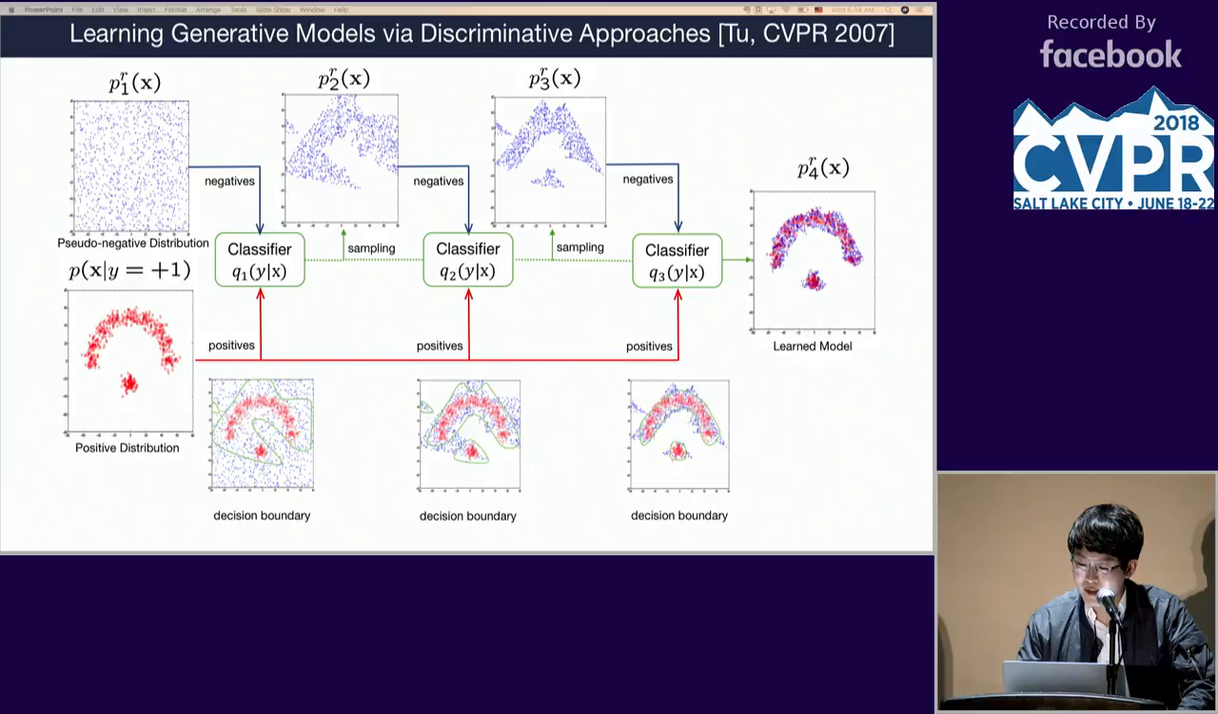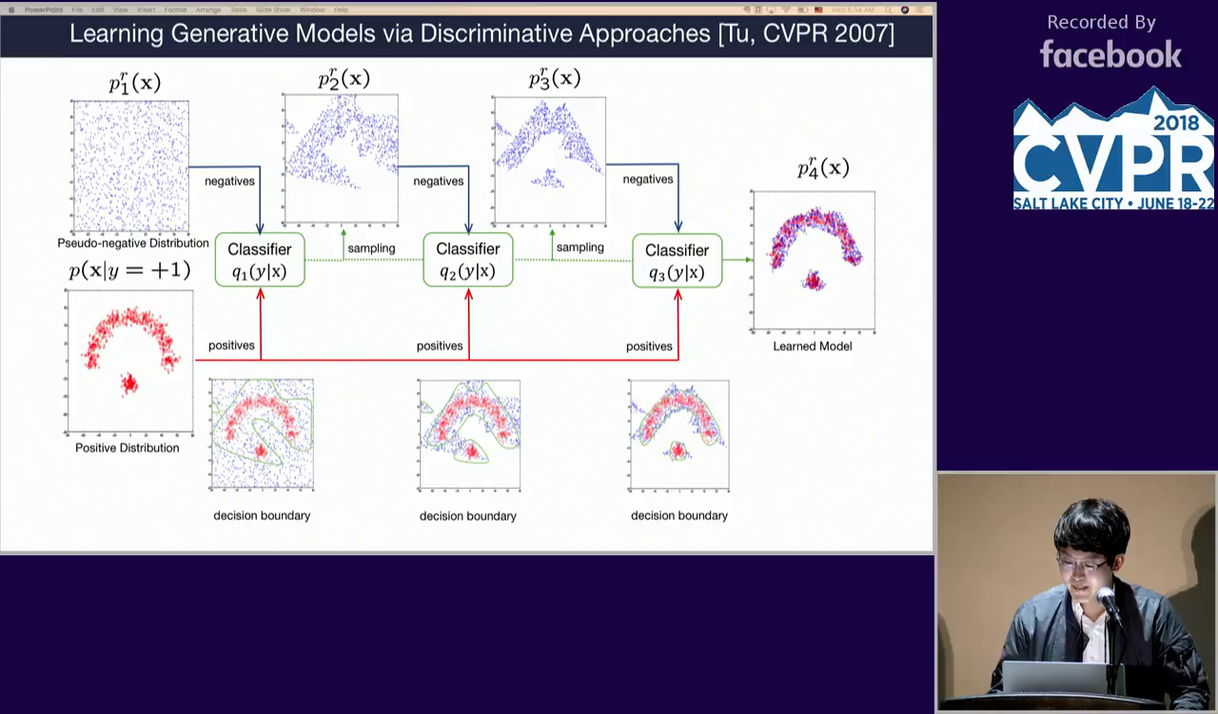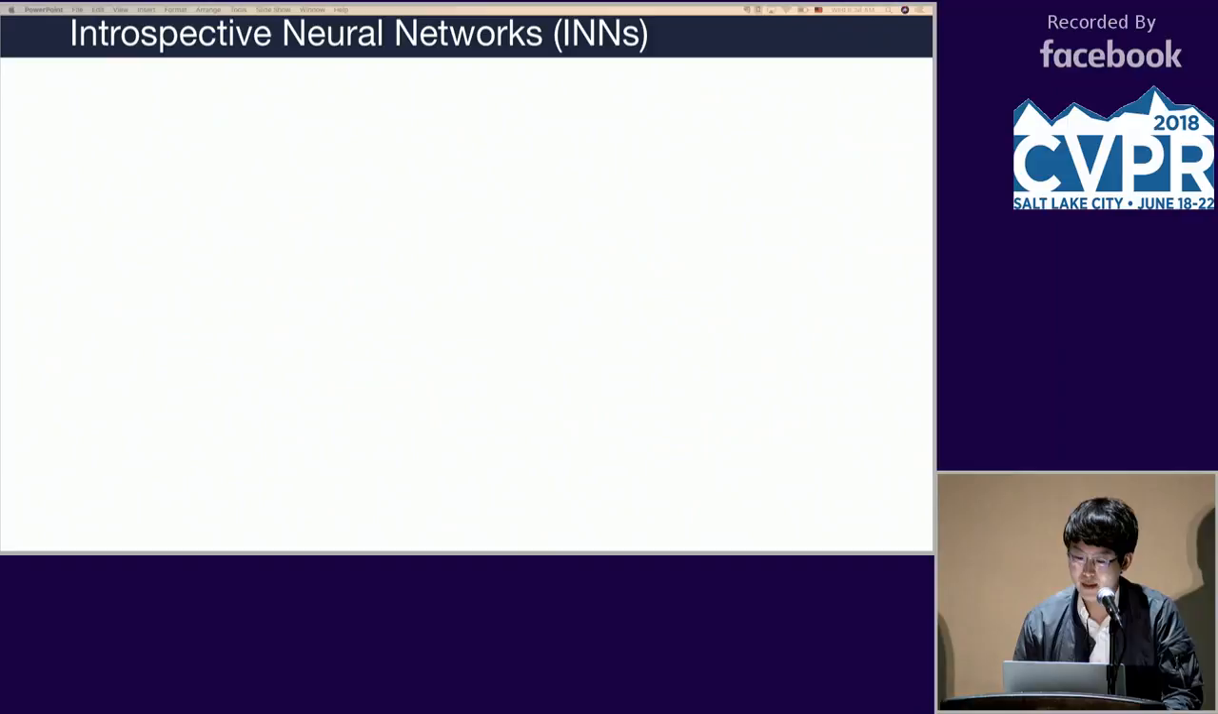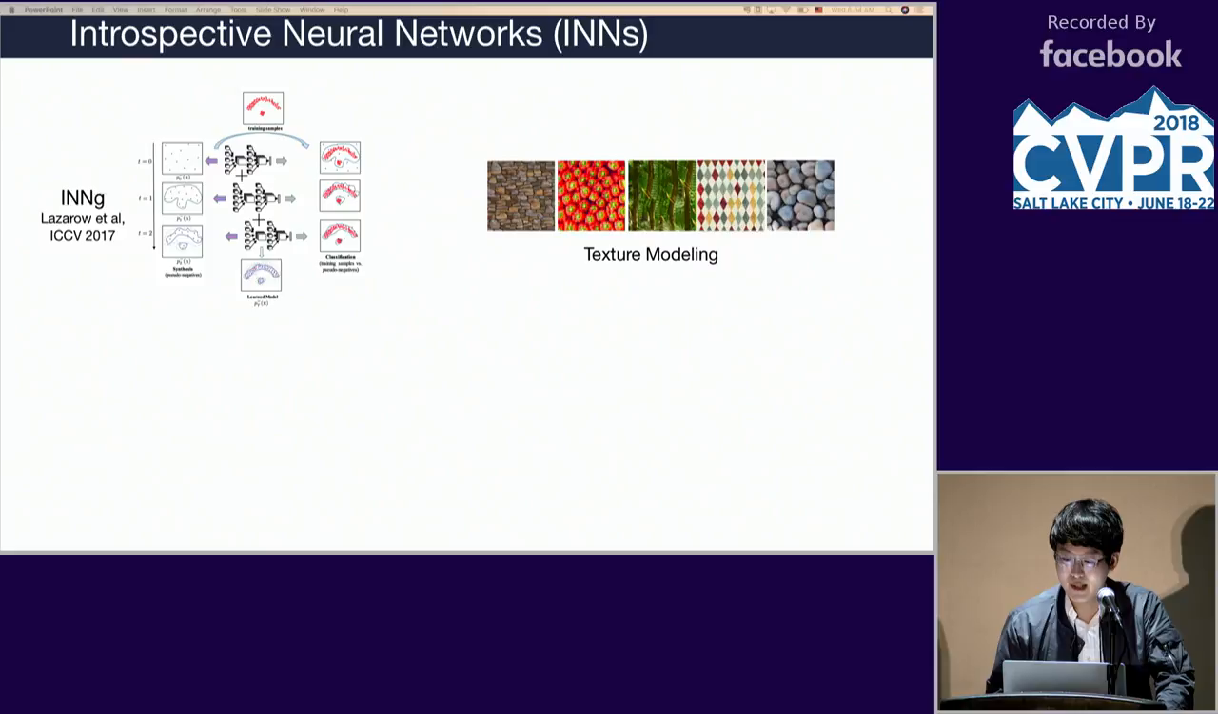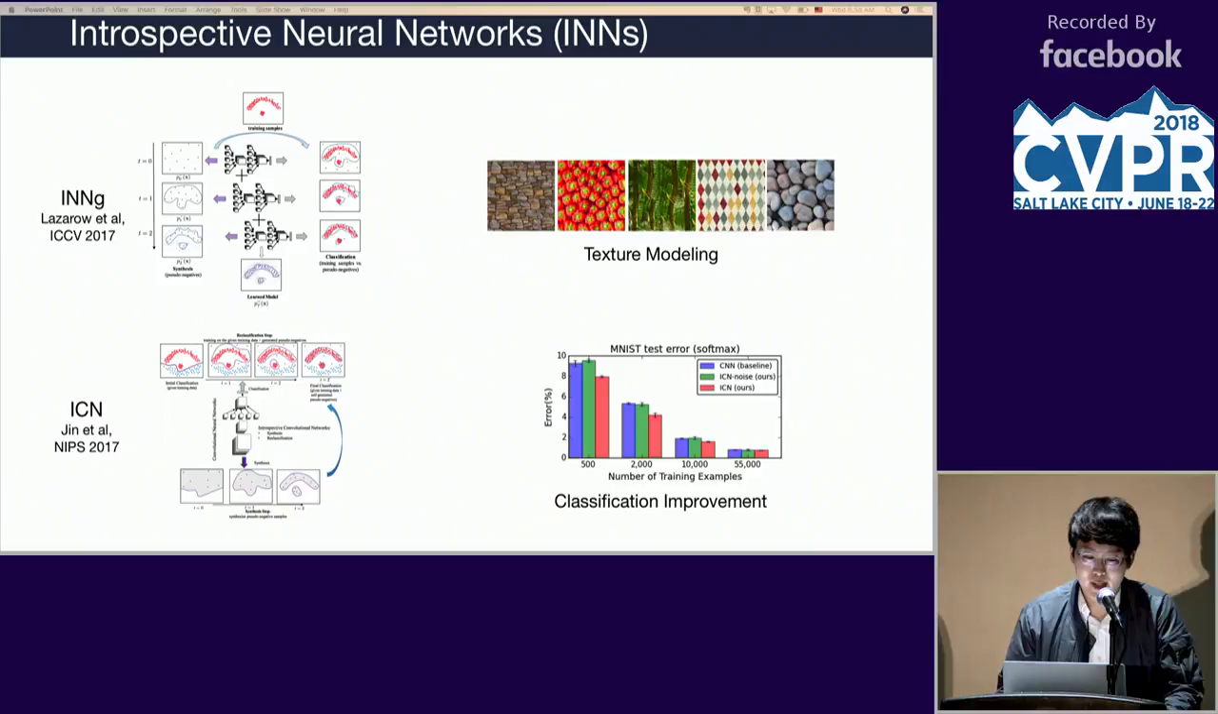2007 showed their algorithm can be applied to a variety of applications, including texture modeling, face modeling, and learning image statistics and denoising. More recently, introspective neural networks were proposed to enhance the representation power and speed up the synthesis process using the gradient descent algorithm. There is a paper by Lazarow et al. in ICCV 2017. There is also a NIPS paper by Jin et al., which focused on the classification improvement.